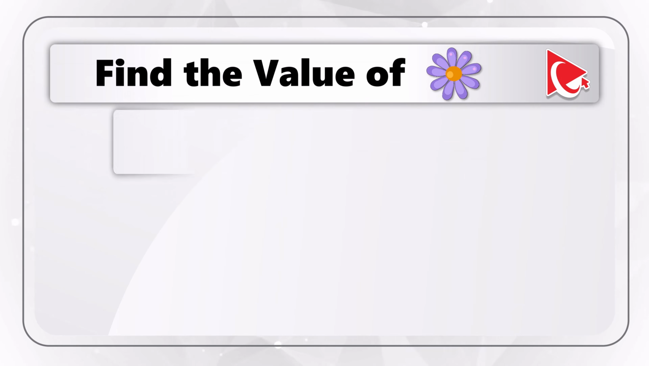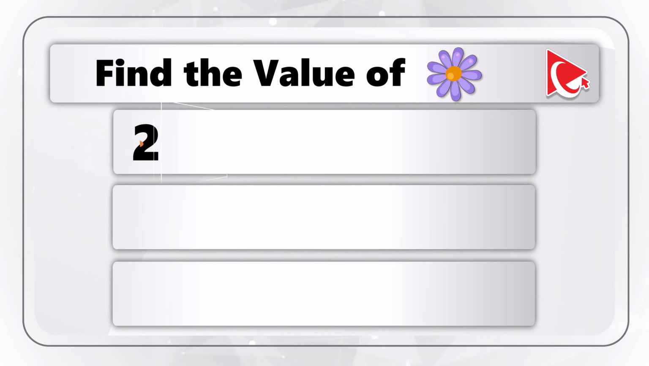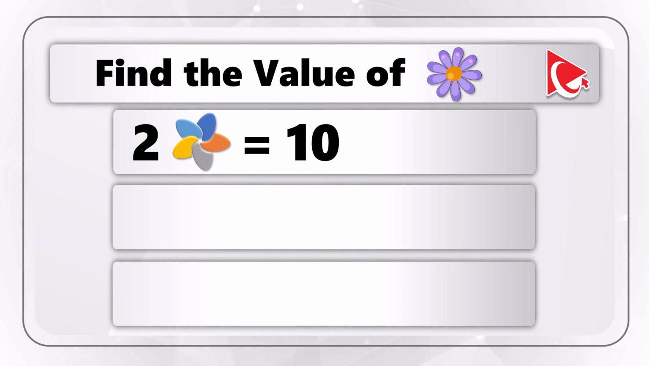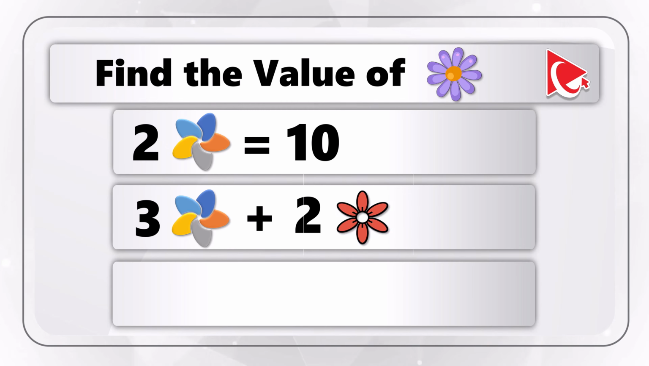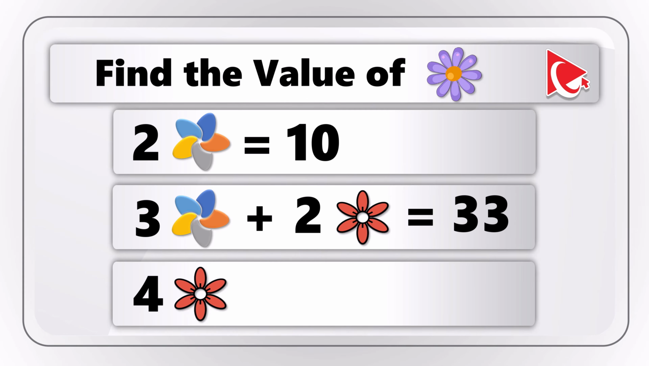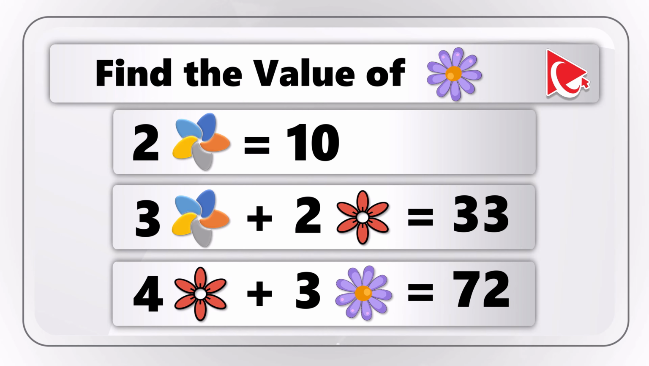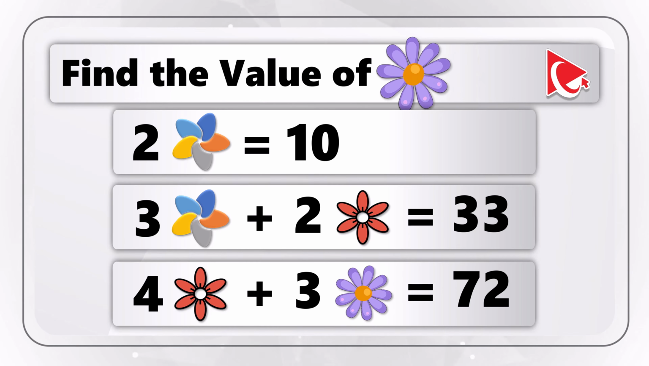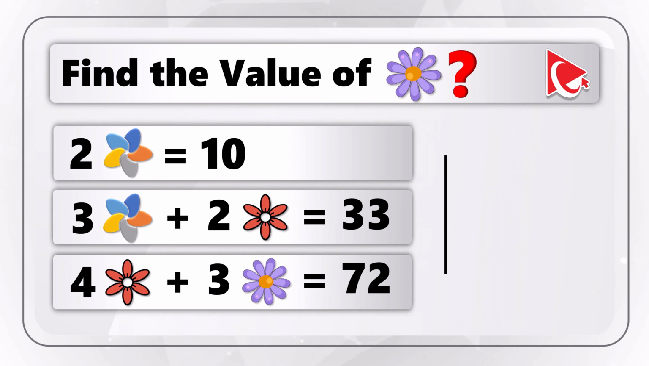We have three expressions. 2 5-petal flowers equals 10. 3 5-petal flowers plus 2 6-petal flowers equals 33. 4 6-petal flowers plus 3 9-petal flowers equals 72. Based on these three expressions, you need to calculate the value of 9-petal flower. And once calculated, you need to select the answer out of 4 possible choices.